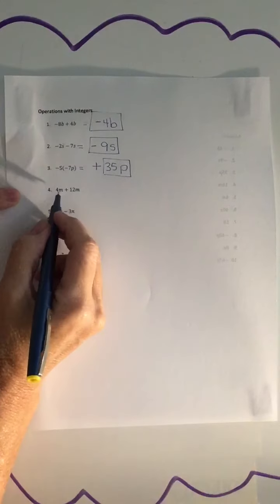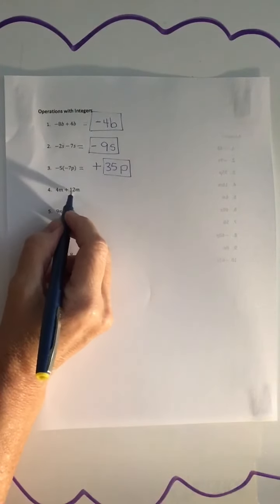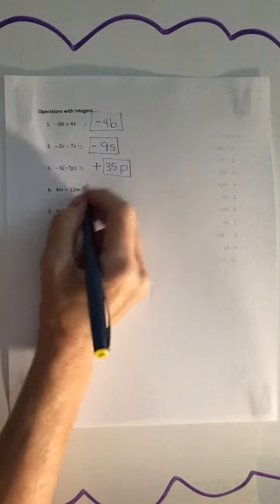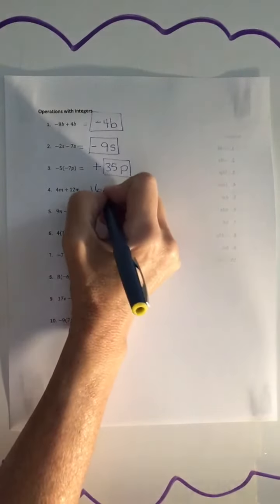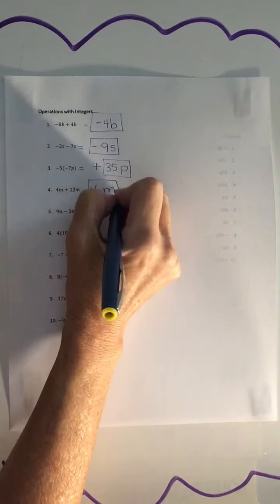We have our coefficient again, a 4 and a 12. So they're only positive. Add them together and we will have 16 positives. So it will be 16m.